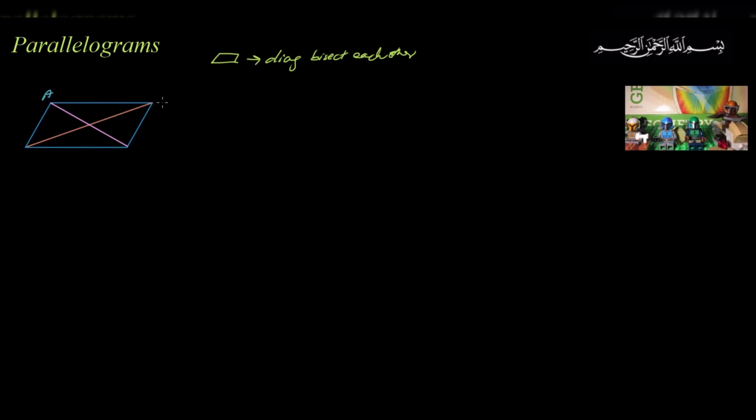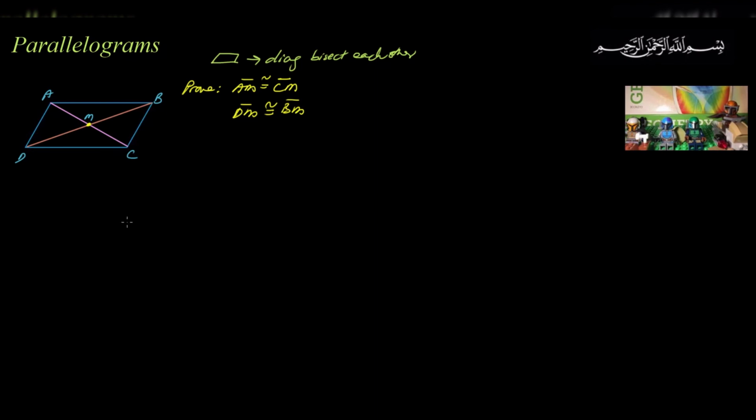So this is A, this is B, this is C, and this is D, and the point in the middle is point M. Our goal is to prove, given a parallelogram, that segment AM is congruent to segment CM, and also that segment DM is congruent to segment BM. That's our goal.